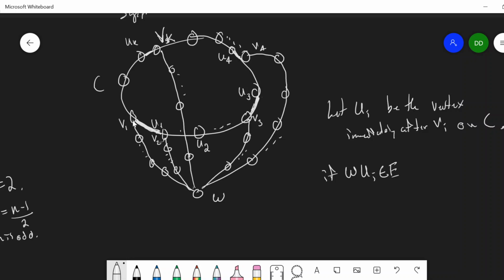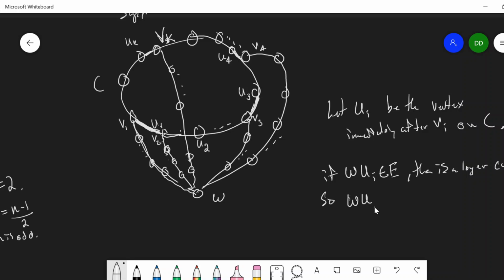I could replace this edge with the path from V sub 1 down to W, and then take the edge from U sub I to W. So if I suppose U sub I and W are adjacent, then I could take that edge and produce a longer cycle. So that can't happen. Sorry, let me erase this edge and redraw the path. And that would be a contradiction, right? We're assuming this is the longest cycle.